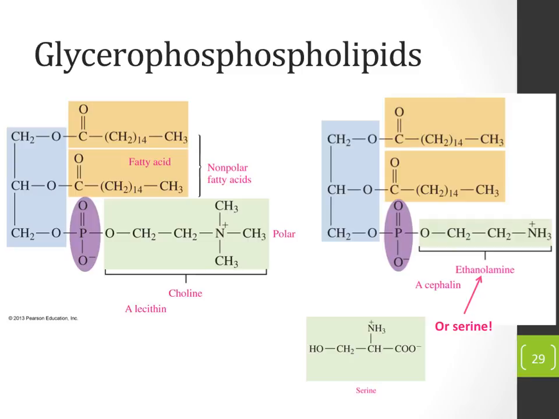On the right, we have a similar phospholipid. Again, our glycerol backbone with two fatty acid tails linked by ester bonds, and in the third position, a phosphate group that connects to another amino alcohol, here ethanolamine.